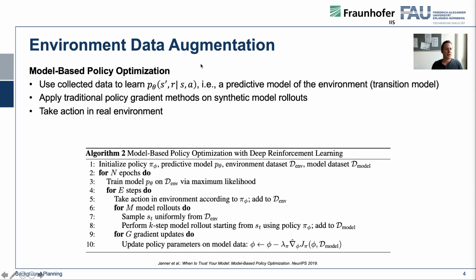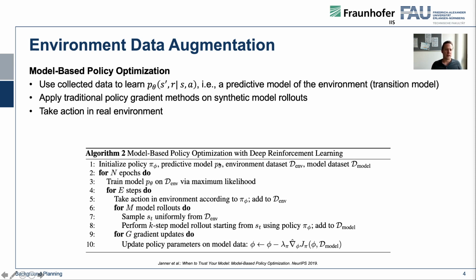What we then do is apply traditional policy gradient methods only on the synthetic model rollouts. And we take actions in the real environment, of course. So let's go through the pseudocode shortly. We start with a randomly initialized policy pi phi, a predictive model p theta, and environment datasets D environment and D model, which hold the different datasets that we sample either from the environment or from our model. Then we iterate over certain epochs where we train a model p theta on the environment data via maximum likelihood.